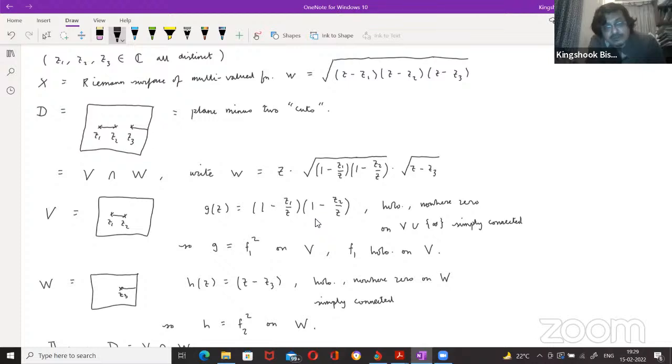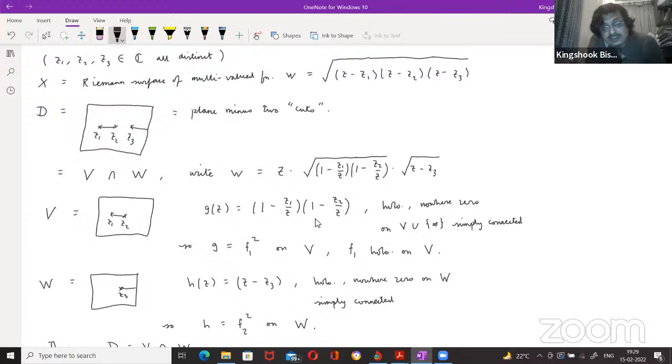So my multivalued function w, I can write as the square root of Z as Z into the square root of 1 minus Z1 over Z, 1 minus Z2 over Z, into square root Z minus Z3. So I have to find square roots of these two functions, 1 minus Z1 over Z into 1 minus Z2 over Z, and the function Z minus Z3. So this first function, let me call it G of Z. This is 1 minus Z1 over Z into 1 minus Z2 over Z.